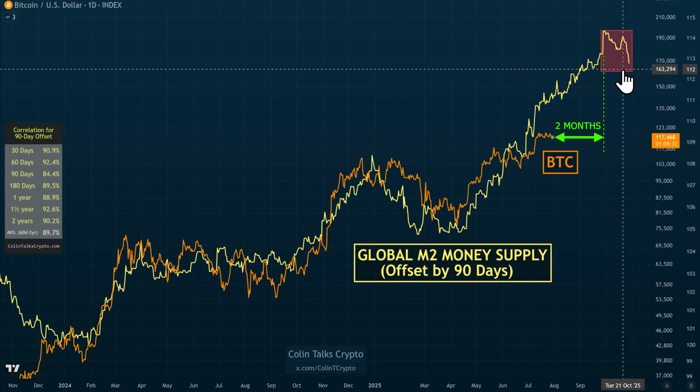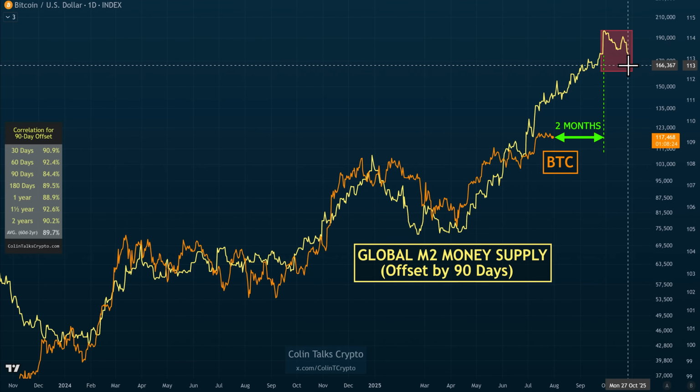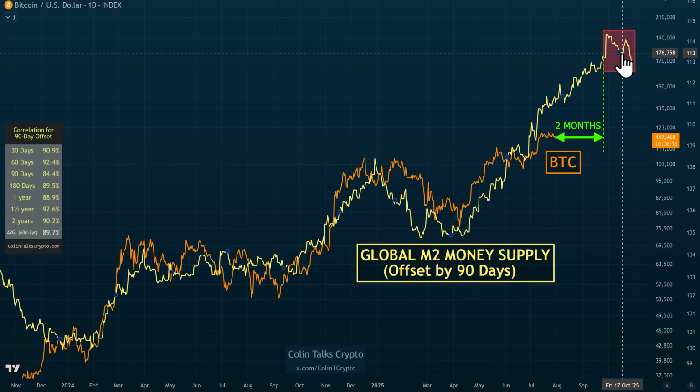Sub-peak or final top? That is the question. But either way, strap on your seatbelts because that's not going to be a fun ride. No one's going to enjoy that. Even the most diehard holders are not going to enjoy that.